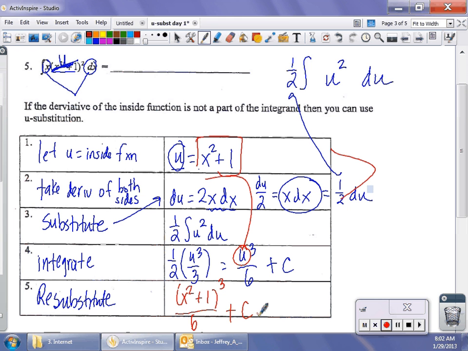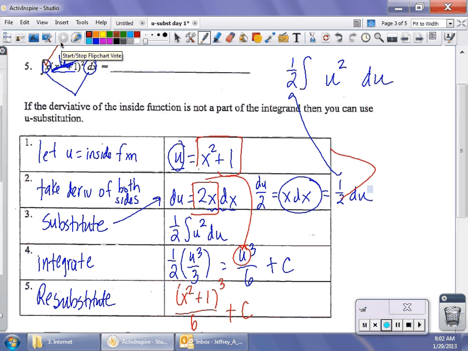And that's the substitution method, because notice I had to do a little bit of manipulation. The manipulation occurred because when I found the derivative of the inside function, I had the x, but I didn't have the 2. And so I had to do a little bit of manipulation to make that work so that the derivative was in there for me.